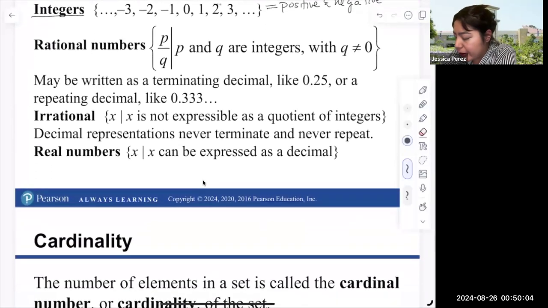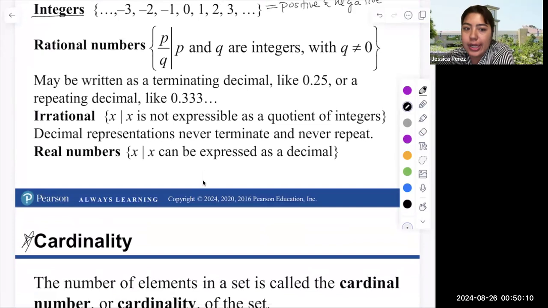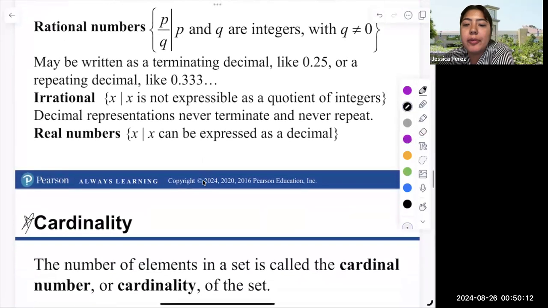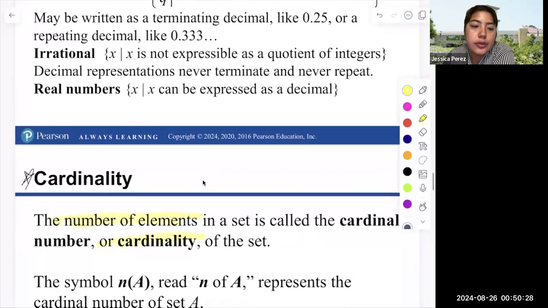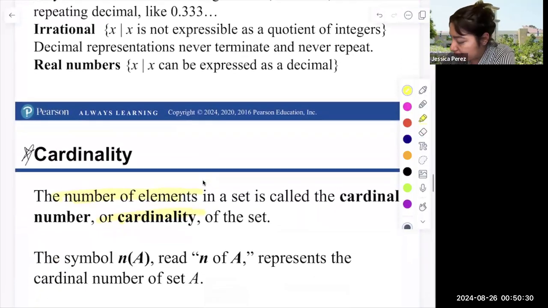Now let's talk about another definition, and that definition is called cardinality. So what does it mean to be a cardinality? The cardinality is the number of elements in a set. It's called the cardinal number or the cardinality of a set. So the number of elements tells you the cardinality. It has the symbol n(A), which represents the cardinality of set A.